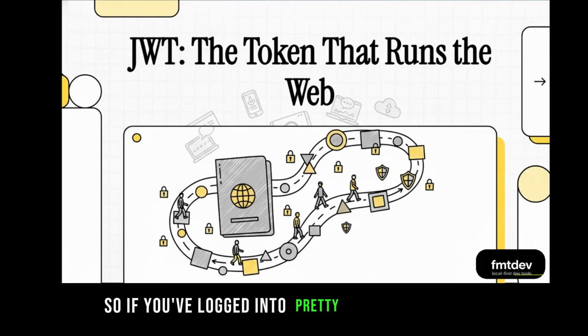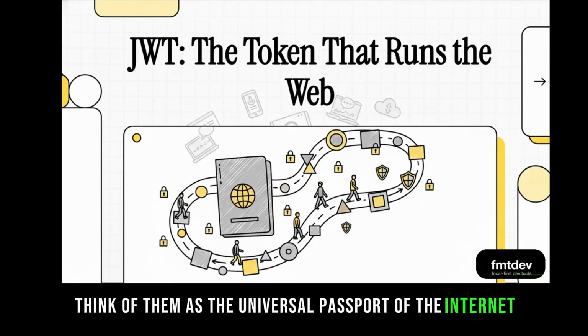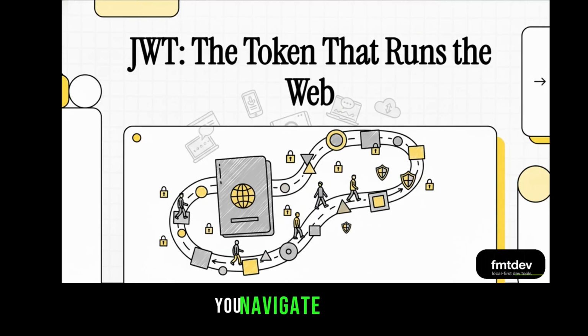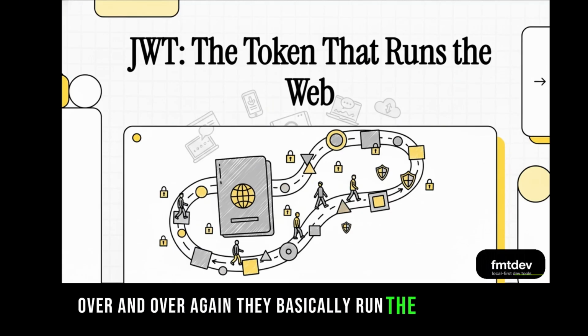So if you've logged into pretty much any website or app today, you've used something called a JSON Web Token, or JWT for short. Think of them as the universal passport of the internet. They're the invisible credential that lets you navigate around without having to type in your password over and over again. They basically run the modern web.